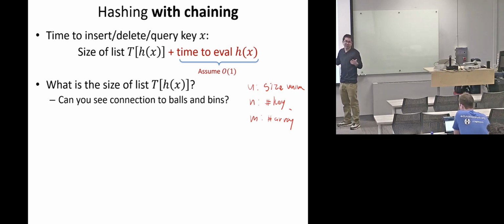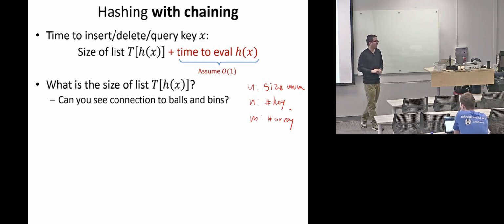In balls and bins terminology, each key is like a ball. Each cell is a bin. Each key is thrown to a random cell. The load of bin i is the size of the list at cell i. You see, it's the same scenario.